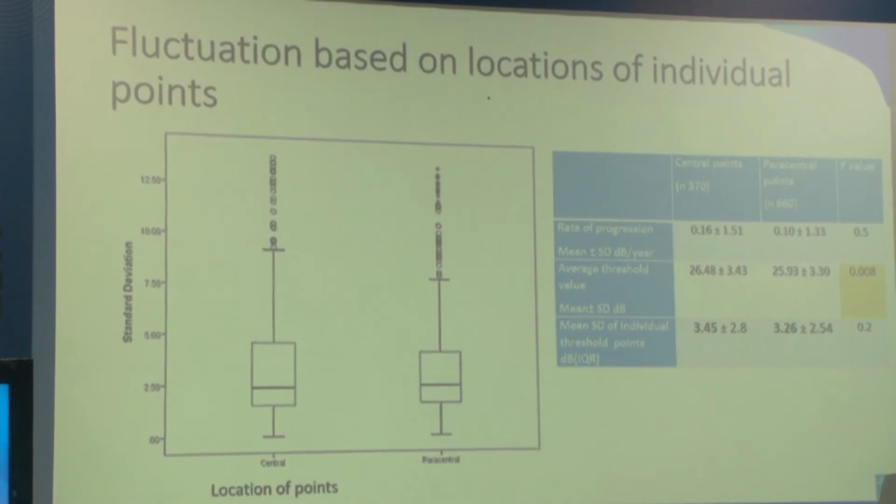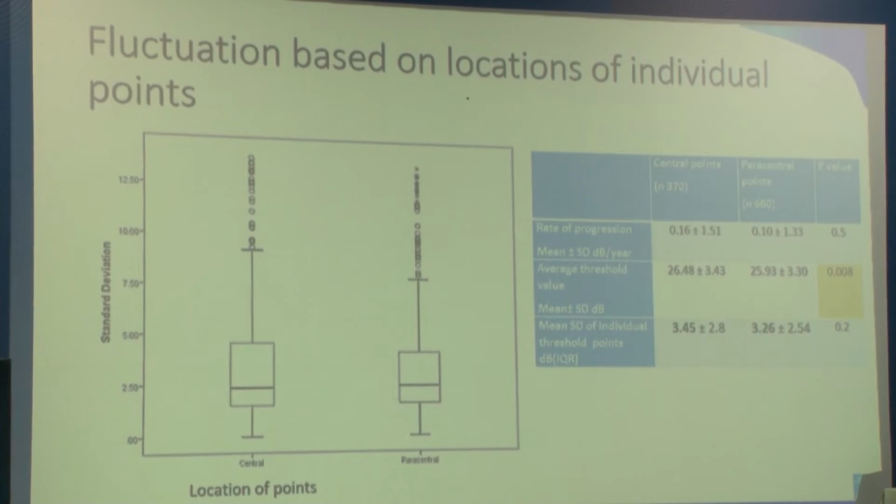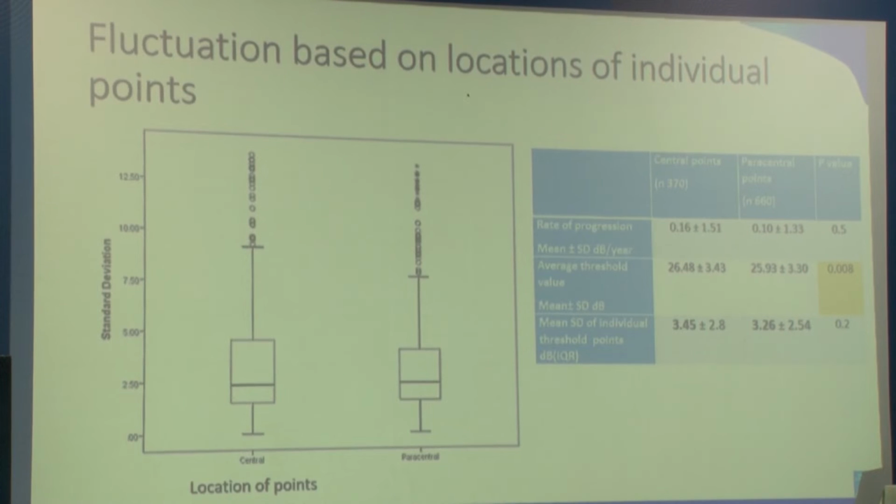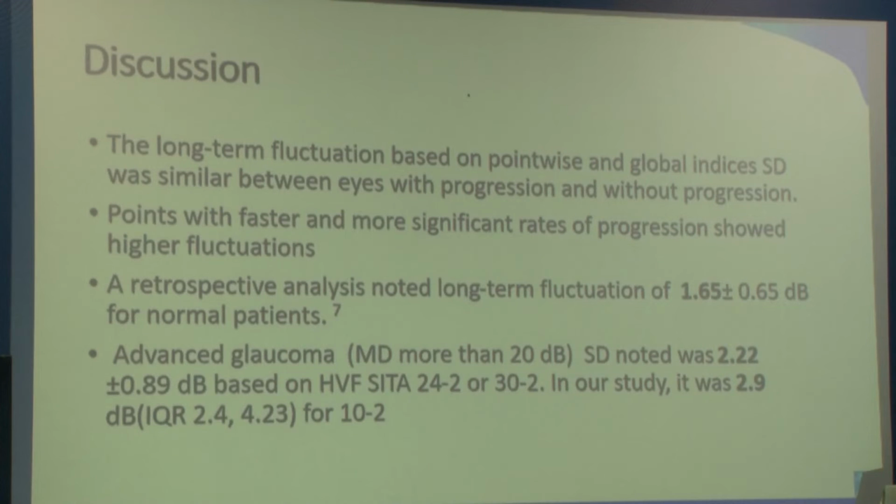definitely had a higher rate of progression and depressed threshold values as compared to the other points. So when we compare these points based on location, we did not find any difference in terms of fluctuation. However, the central point showed better threshold values. So discussion, the long-term visual field fluctuation based on global and point-wise parameter didn't differ between eyes with and without progression. However, the points which have shown faster and more significant rate of progression showed higher fluctuation.